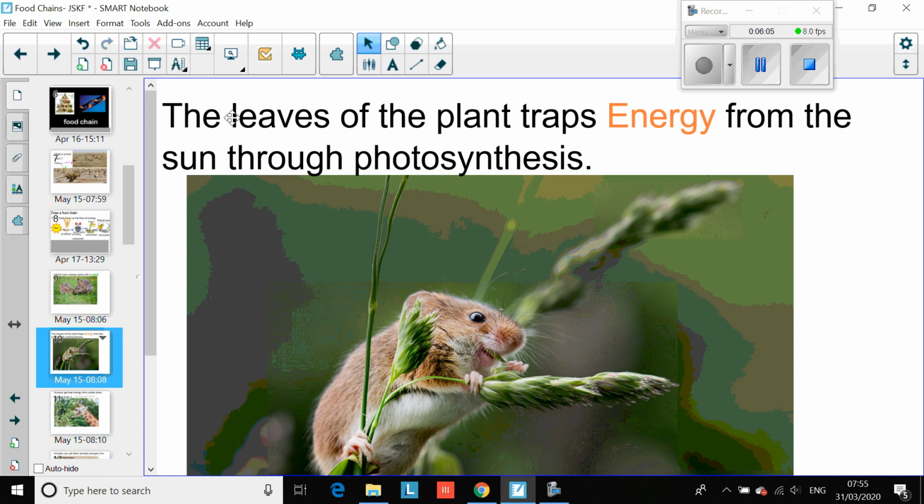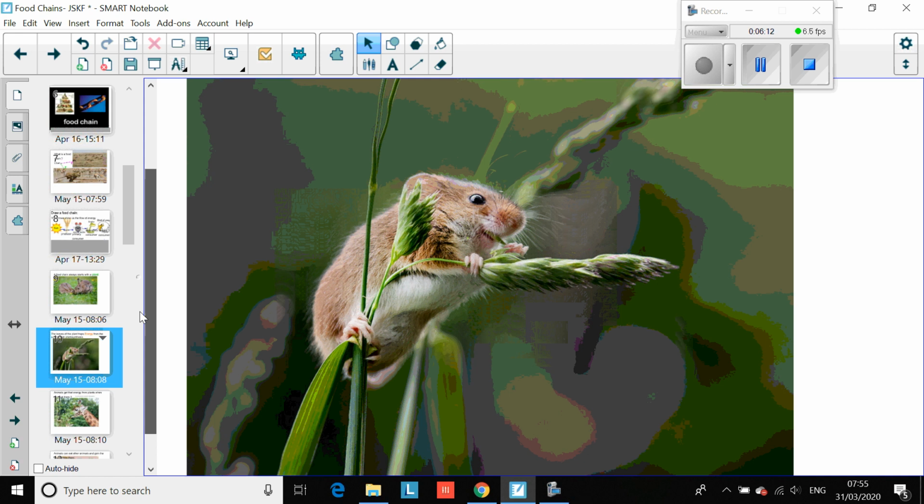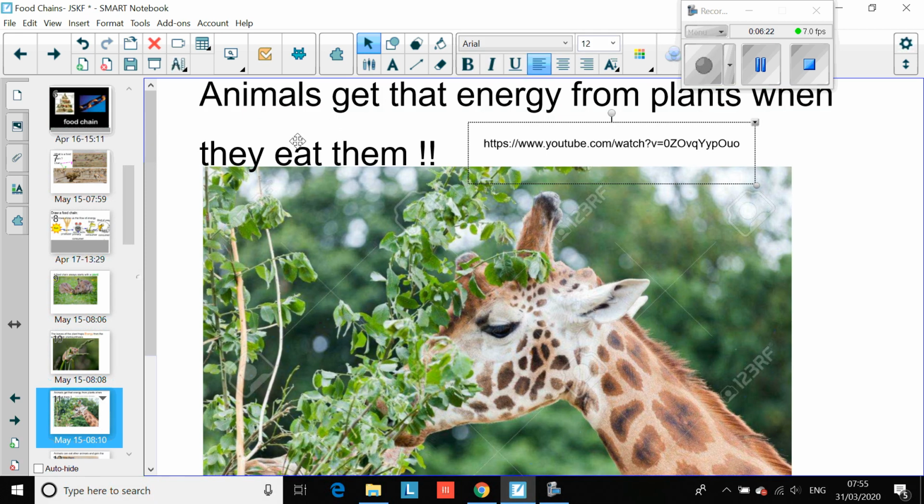Okay. The leaves of the plant trap energy from the sun through photosynthesis. Okay, so energy is being trapped. And I want you to really think about that energy for a moment. Okay. The primary consumer uses that energy. Another example would be the giraffe, as I said.